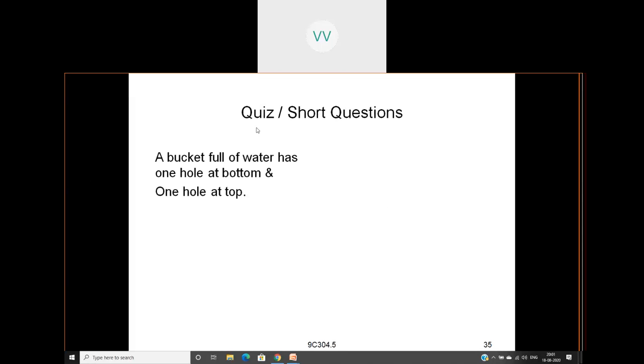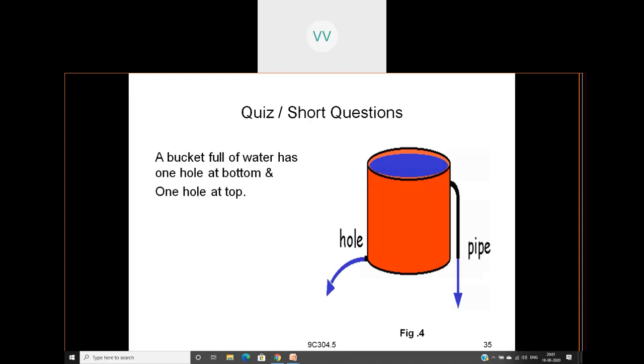A bucket full of water has one hole at the bottom and one hole at the top. Look here. From which hole is it going to drain faster? Through which hole does water flow faster? One hole is at the top, from which a pipe is inserted, and the water can be made to come down once this hole is let out. And you have made another hole at the bottom of the bucket. From which hole is it going to come out faster?